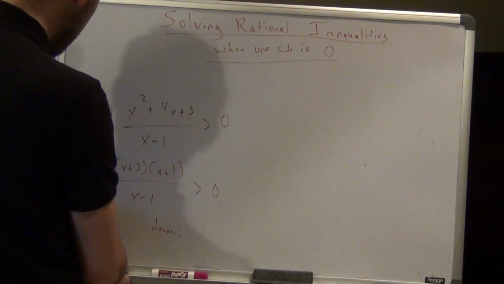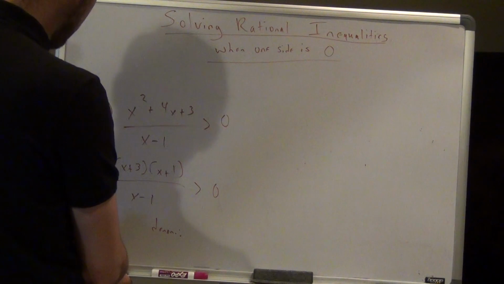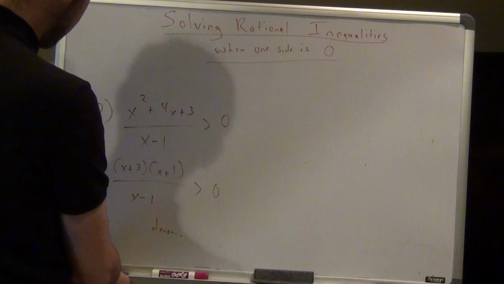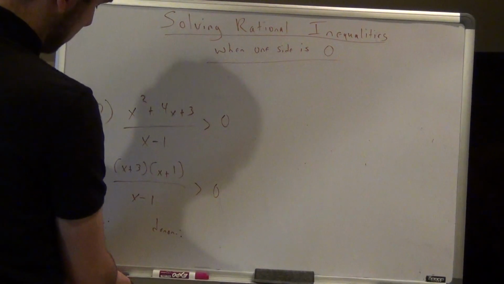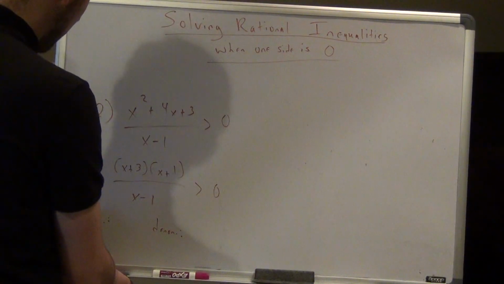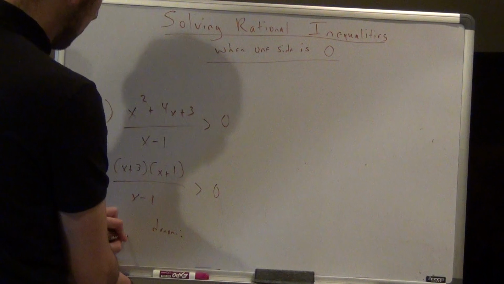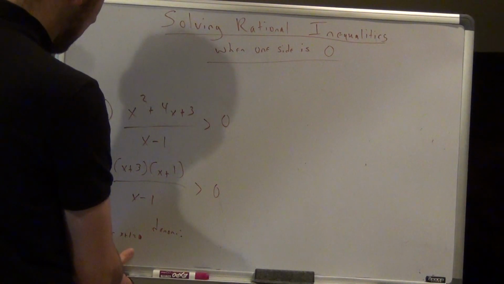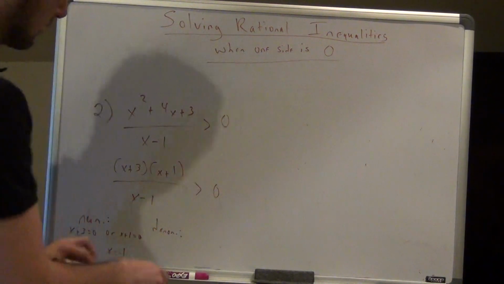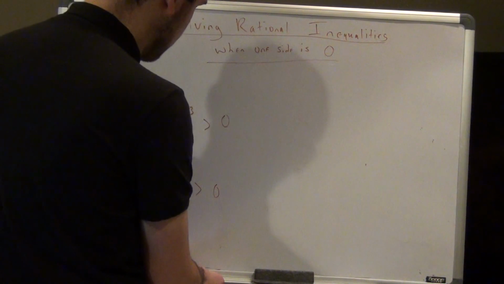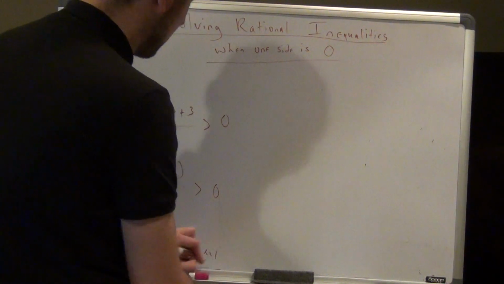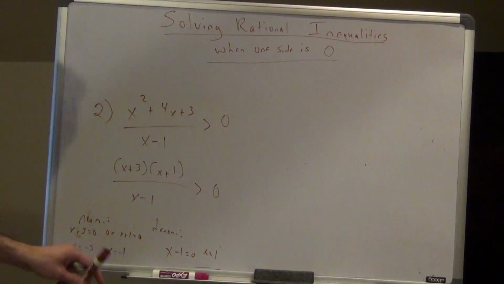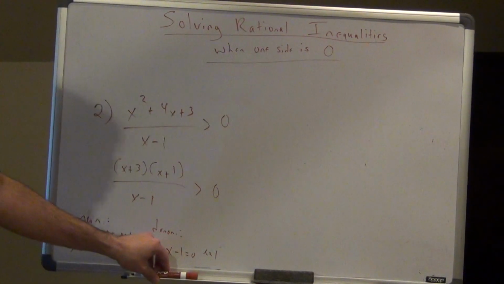Alright, so the numerator is going to equal 0 when x plus 3 equals 0, or x plus 1 equals 0. So the numerator is going to equal 0 at negative 3 and negative 1. The denominator is going to equal 0 at 1. Okay, so we're going to have more regions here. So we're going to put a dotted line at each of these values, okay?